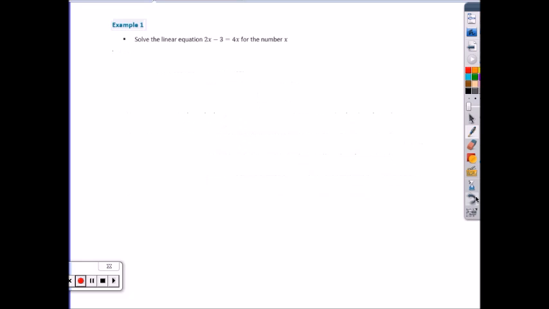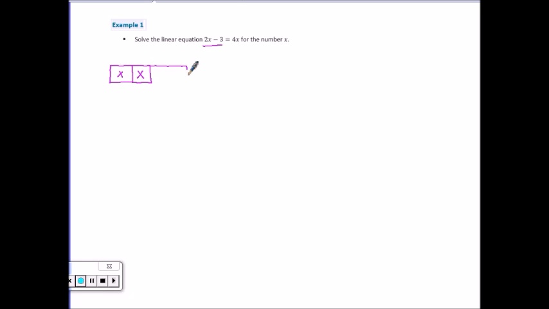Let's look at example 1. Solve the linear equation 2x - 3 = 4x for the number x. First we're going to use a tape diagram, otherwise known as bar modeling. On the left-hand side we have 2x - 3, so we're going to draw our bars. We have x and x, and these are the same length because they're the same value. And then we have our negative 3.